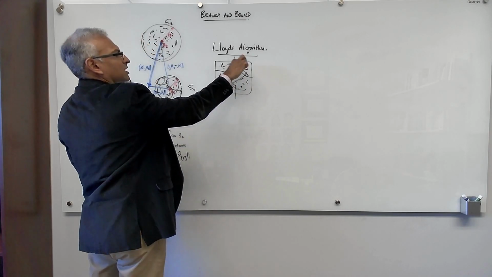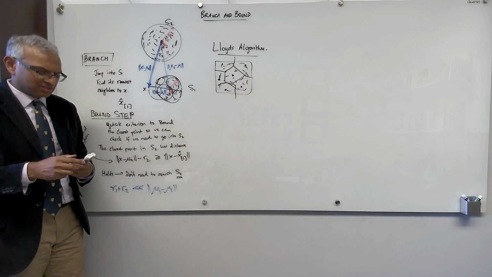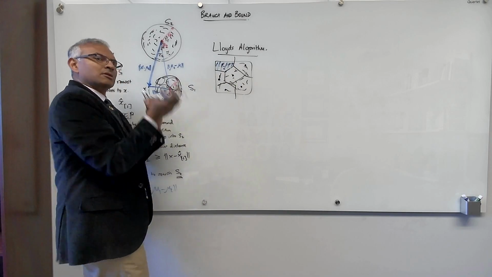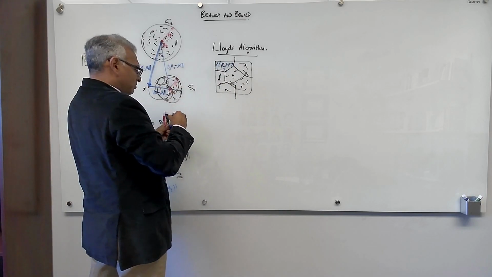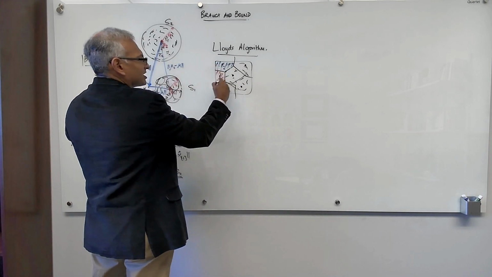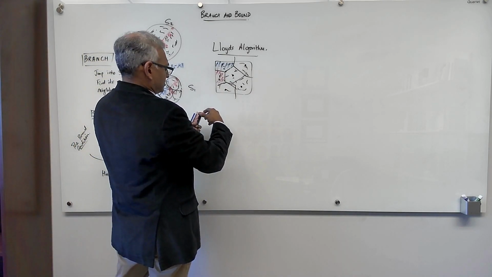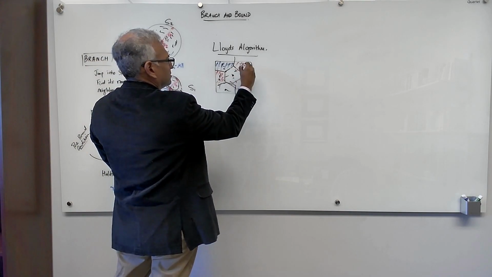Okay, so you can construct the Voronoi regions corresponding to each center. Now all the data points that are owned by that center belong to that cluster. All the data points owned by this center belong to this cluster, and so on. So here, all these points.